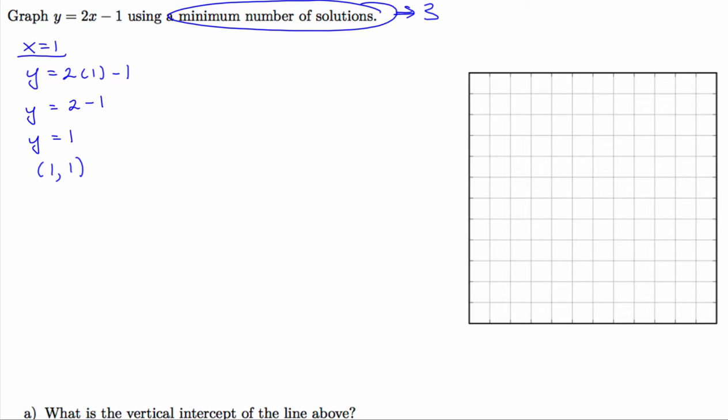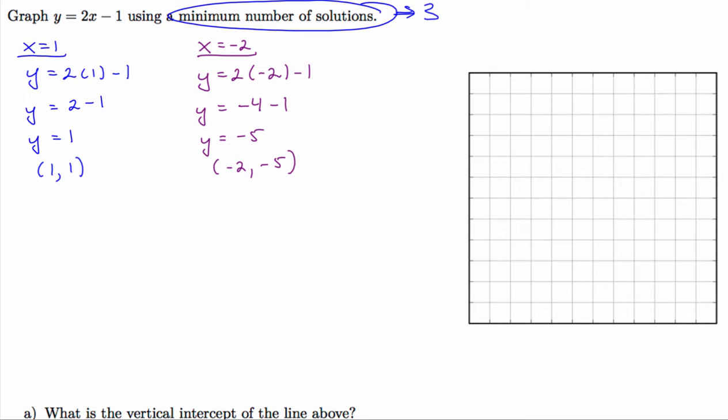I'll pick another value of x. I'm going to pick x equal to negative 2. When I substitute negative 2 in for the x, I'll have y equals 2 times negative 2 minus 1. So that gives us 2 times negative 2 is negative 4, and negative 4 minus 1 is negative 5. That gives us a second point for our line. Negative 2 is the x value, comma, negative 5 is the y value.